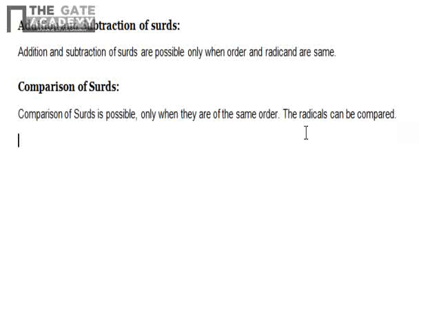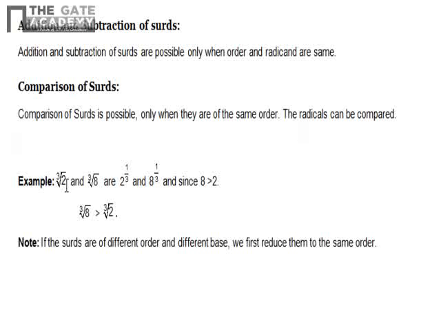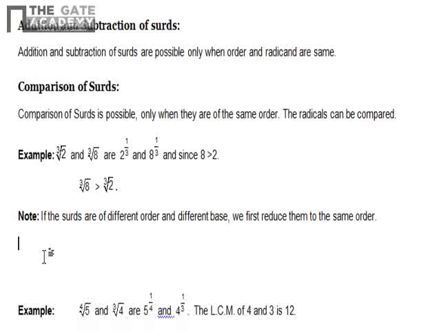Now we'll see one example where the order is already the same. This is cube root of 2 and cube root of 8. If we compare this, we can easily compare because 8 is greater than 2, so the cube root of 8 will be greater than the cube root of 2. Now we'll take one example where the order is different. Consider this example.